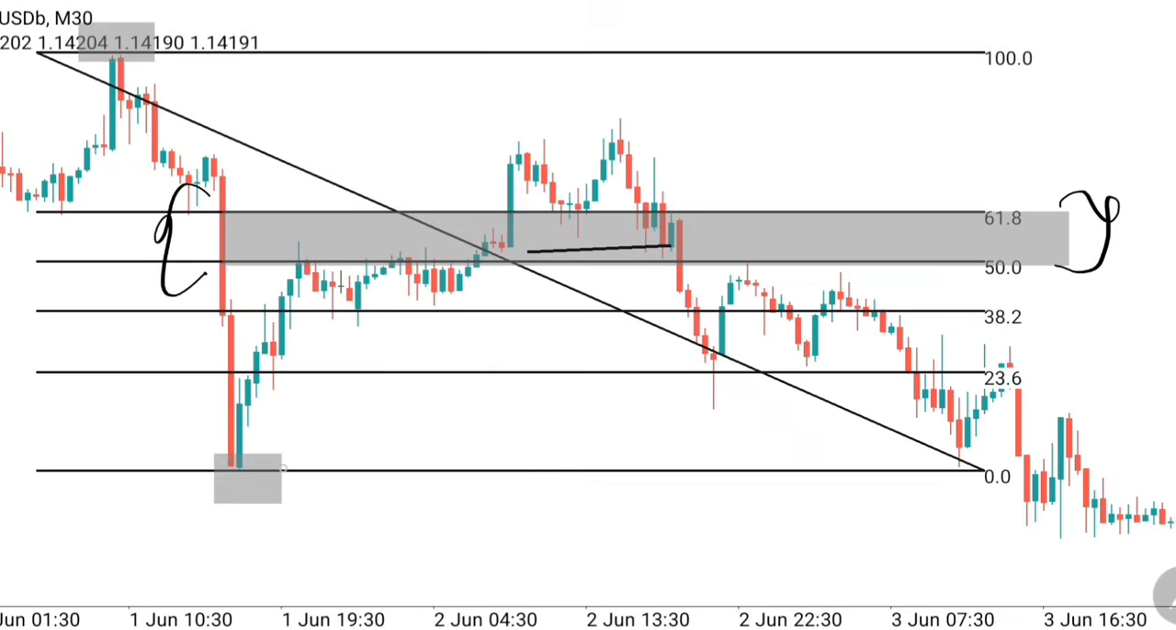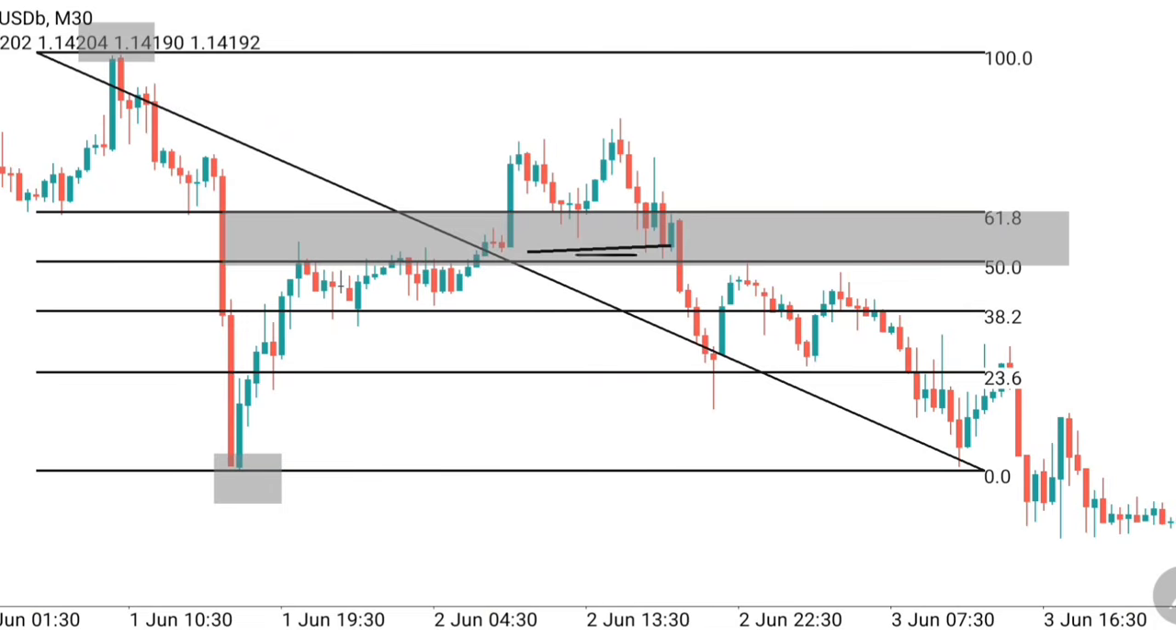So in this case, the market came to this golden zone, the market bought up and broke out of the golden zone slightly above the 61.8, and then gave us a break of structure here and retraced back to the 50 level and sold down. This is a lovely setup.